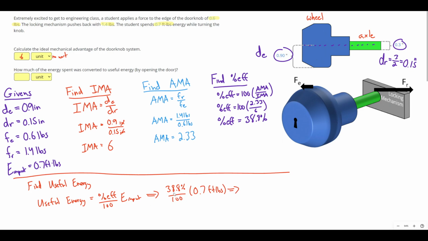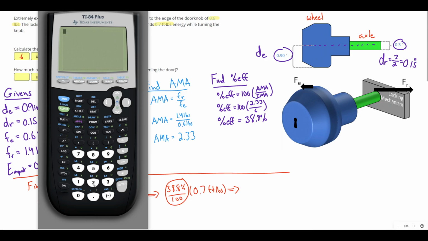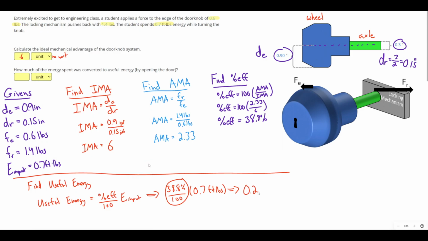So this is where, again, you could just type in your calculator here. You could just do this yourself and just switch over that decimal point 2 spots to be 0.388 and multiply that by 0.7. I'll type in the whole thing here just for good measure. 38.8% divided by 100. That's going to give us, if I hit equals now, 0.388. Multiply that by 0.7, which was our energy amount, and that gives us 0.272 foot-pounds.